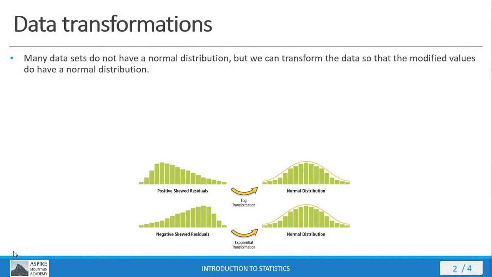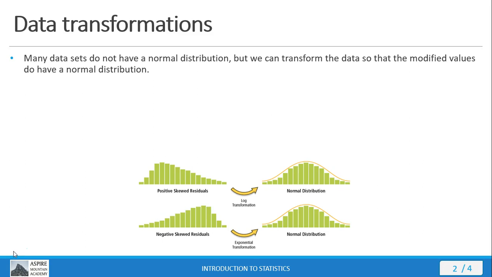So, as we've seen, many data sets have a normal distribution, but there are also many data sets that do not have a normal distribution. The quantity of tools that we have in our tool bag for working with normal distributions, we can't use those tools unless the data has a normal distribution. Well, how do we get around this?